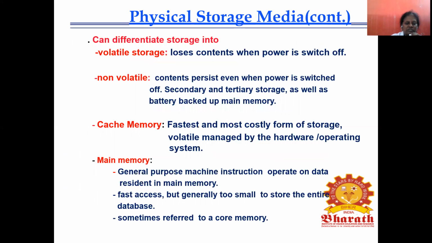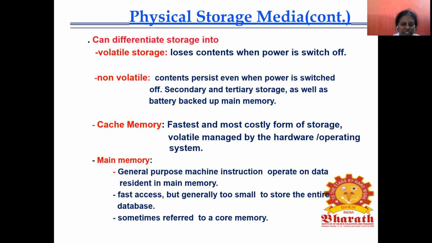Okay, so first we will see cache memory. Cache memory is the fastest and most costly form of storage. It is volatile, managed by the hardware and operating system. Volatile means, as we already discussed, it loses its content when power is switched off.